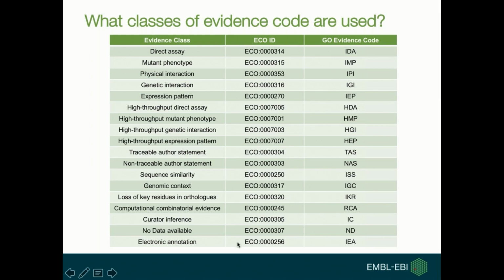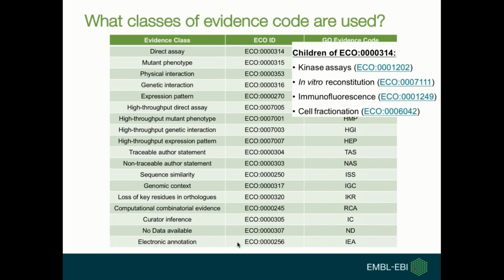So when we get to QuickGO later, you can go and look up what types of evidence these refer to. To give you an idea, take direct assay, for example, and its children, because ECO is also an ontology, so it has parent terms and children terms. ECO 314, which is our direct assay evidence, includes, for example, kinase assays, in vitro reconstitution, immunofluorescence, cell fractionation. These are the types of evidence that we can use in GO annotation to show where we got the annotation from, or how we made the annotation.